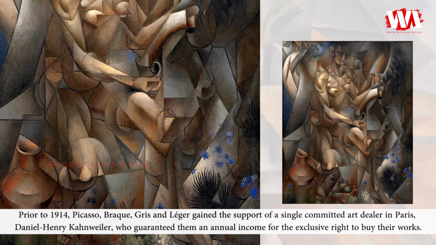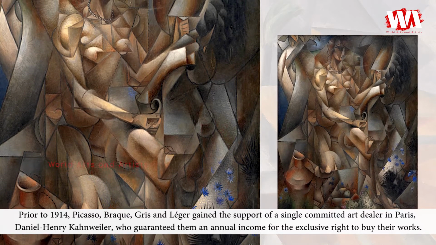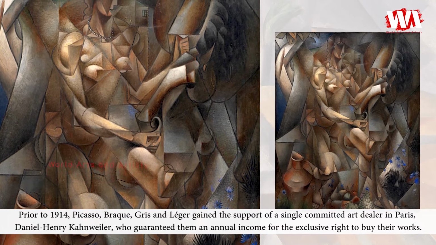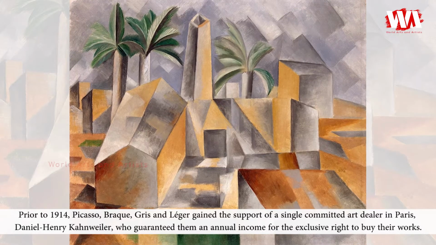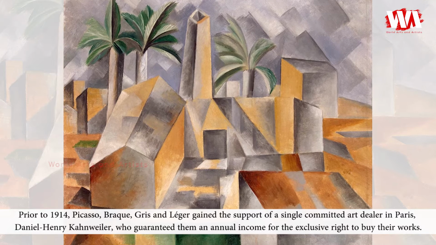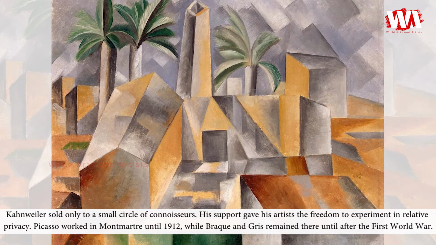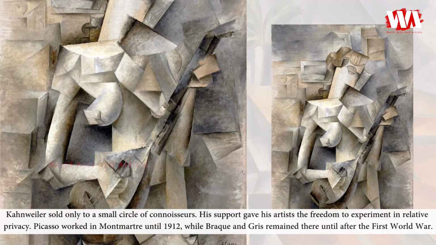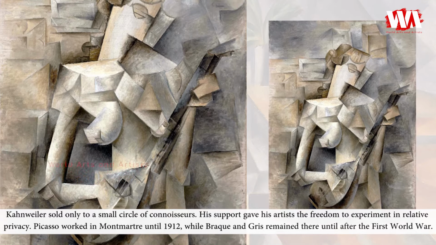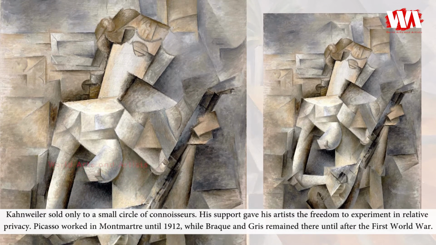Prior to 1914, Picasso, Braque, Gris and Léger gained the support of a single committed art dealer in Paris, Daniel-Henry Kahnweiler, who guaranteed them an annual income for the exclusive right to buy their works. Kahnweiler sold only to a small circle of connoisseurs. His support gave his artists the freedom to experiment in relative privacy. Picasso worked in Montmartre until 1912, while Braque and Gris remained there until after the First World War.